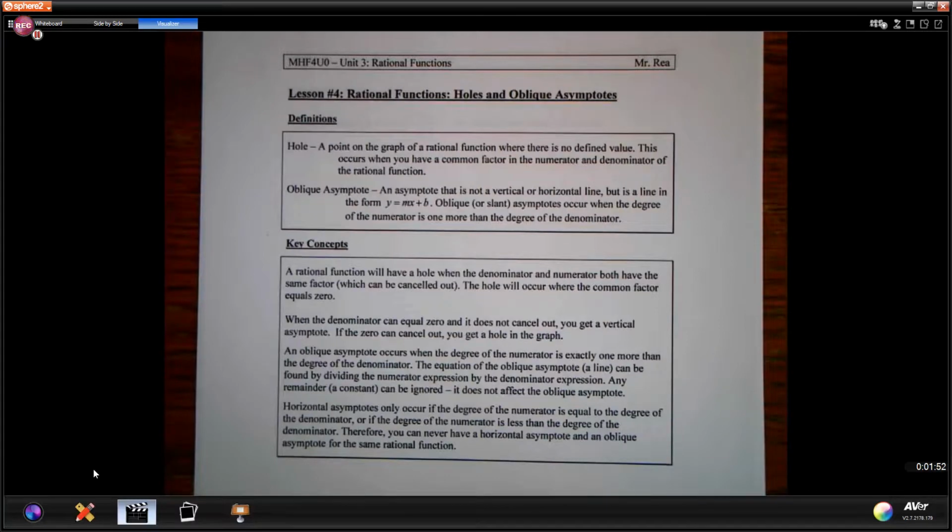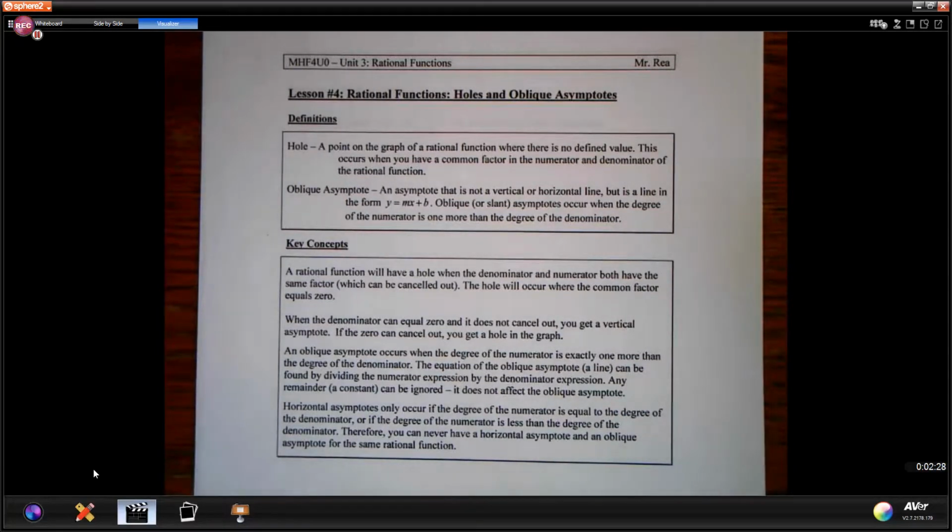So in the case where the degree is 1 higher on the numerator than the denominator, we have what's called an oblique asymptote. We're going to do a couple of examples of those situations, how you graph it, what's different. Now, you cannot have an oblique asymptote and a horizontal asymptote. It's either one or the other. So in the case where the degree of the numerator is 1 more than the denominator, then you have an oblique asymptote, you don't have a horizontal asymptote.